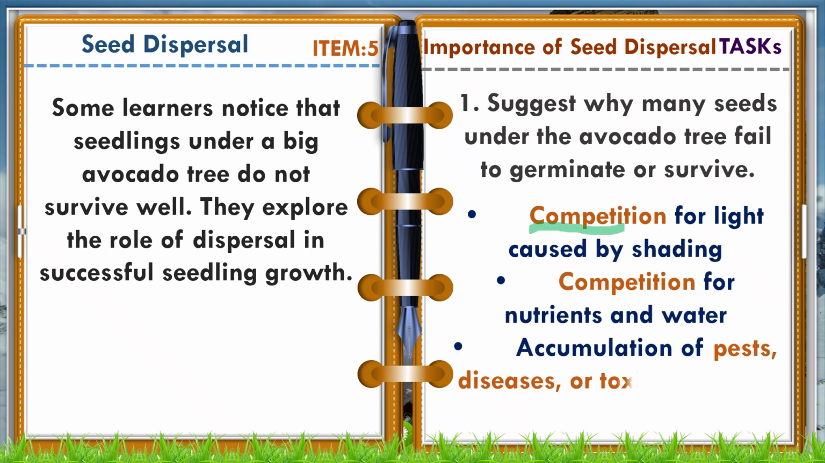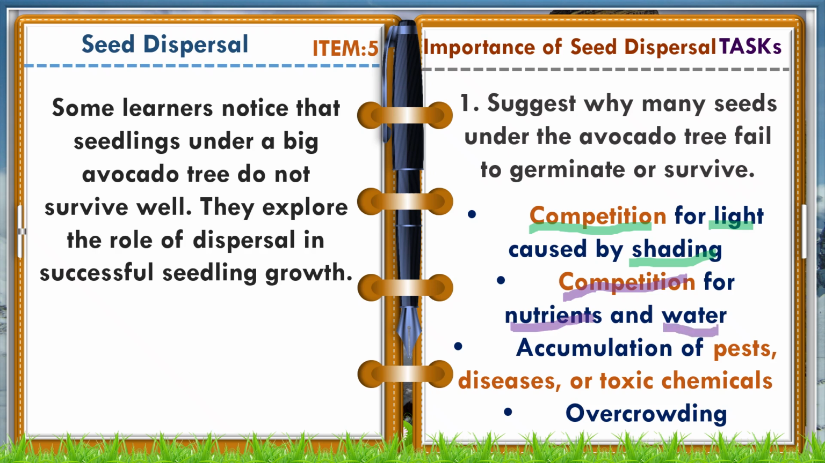1, competition for light causes shading. 2, competition for nutrients and water. 3, accumulation of pests, diseases, or toxic chemicals. And there is overcrowding.